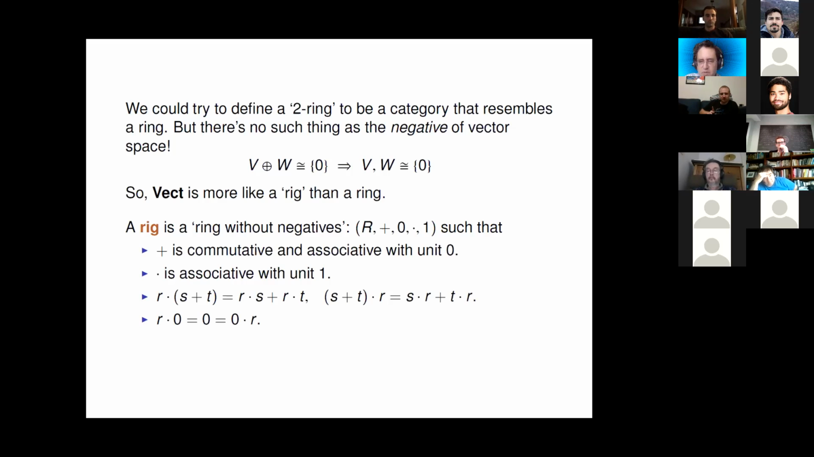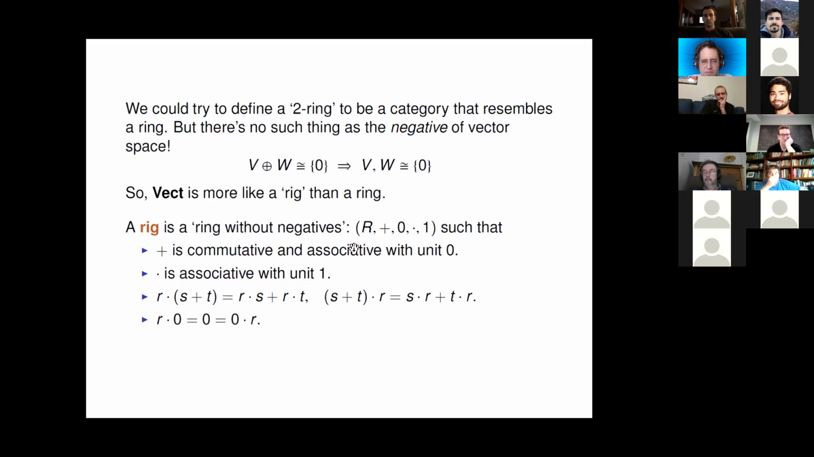So what's a rig? Well, if you remove the letter N from ring, you get the word rig. And so that's the idea. A rig is a ring without the negatives. So you subtract subtraction from your concept. And so what's a rig? It's a set R with an addition and a multiplication operation and an element 0 and an element 1, where it obeys all the usual ring axioms that don't mention negatives. So we don't have an additive group anymore because we don't have negatives.